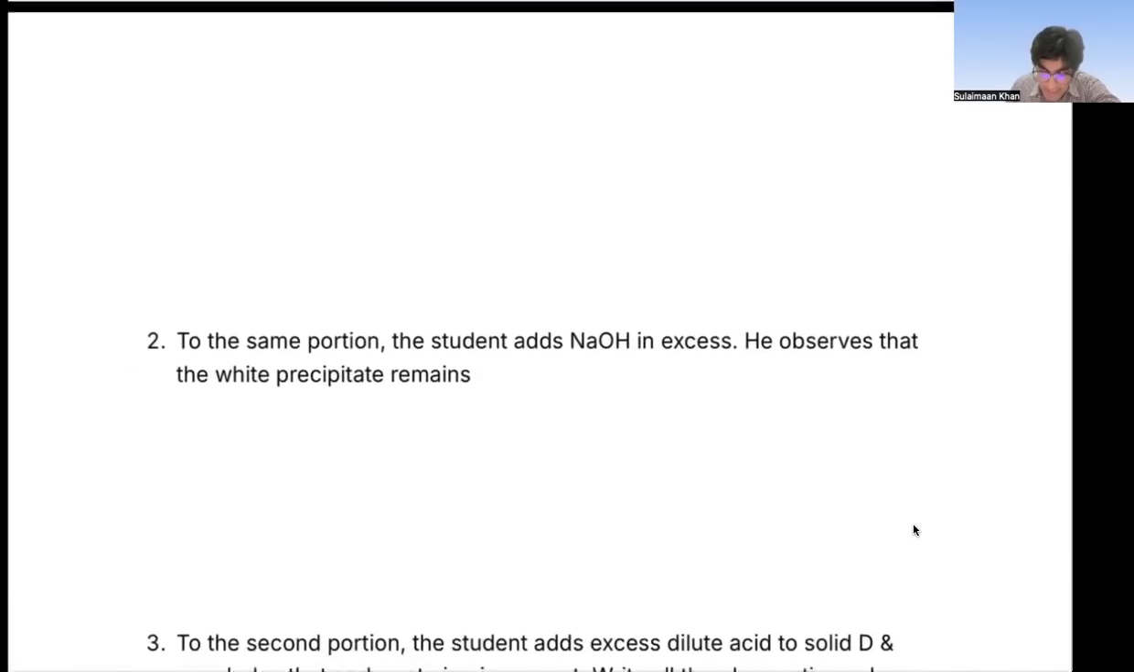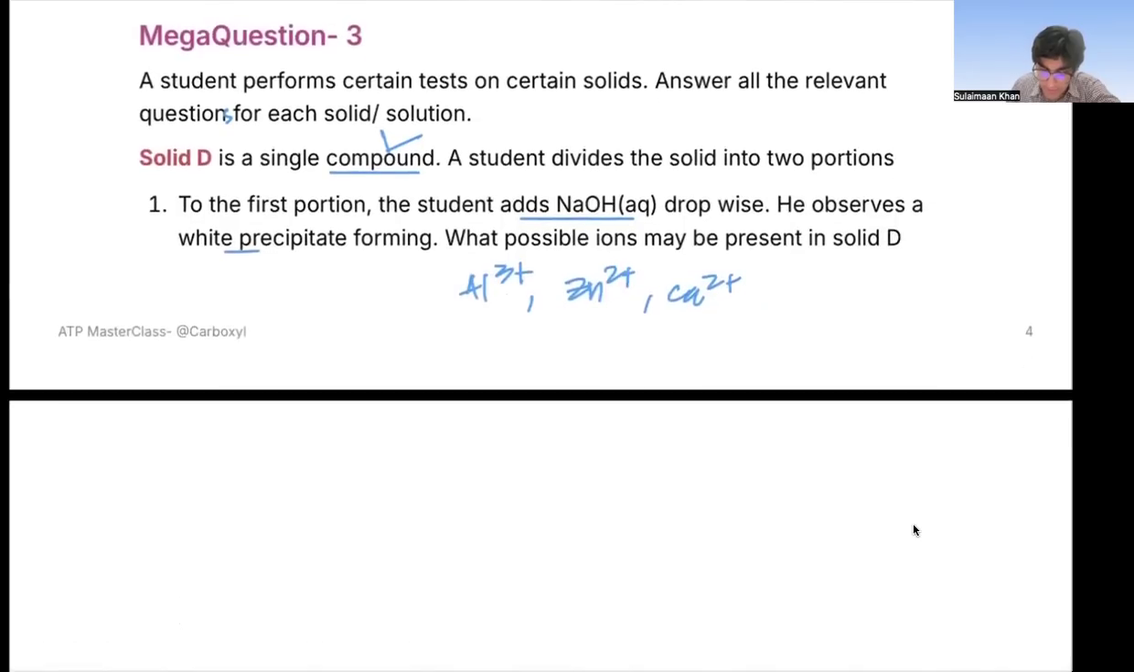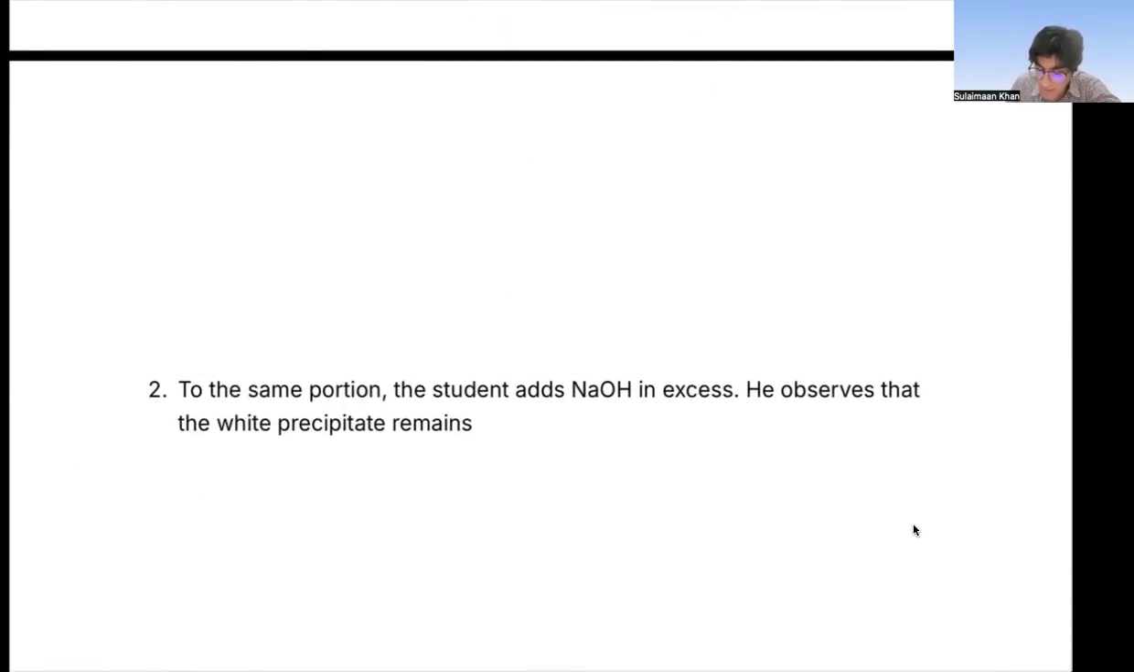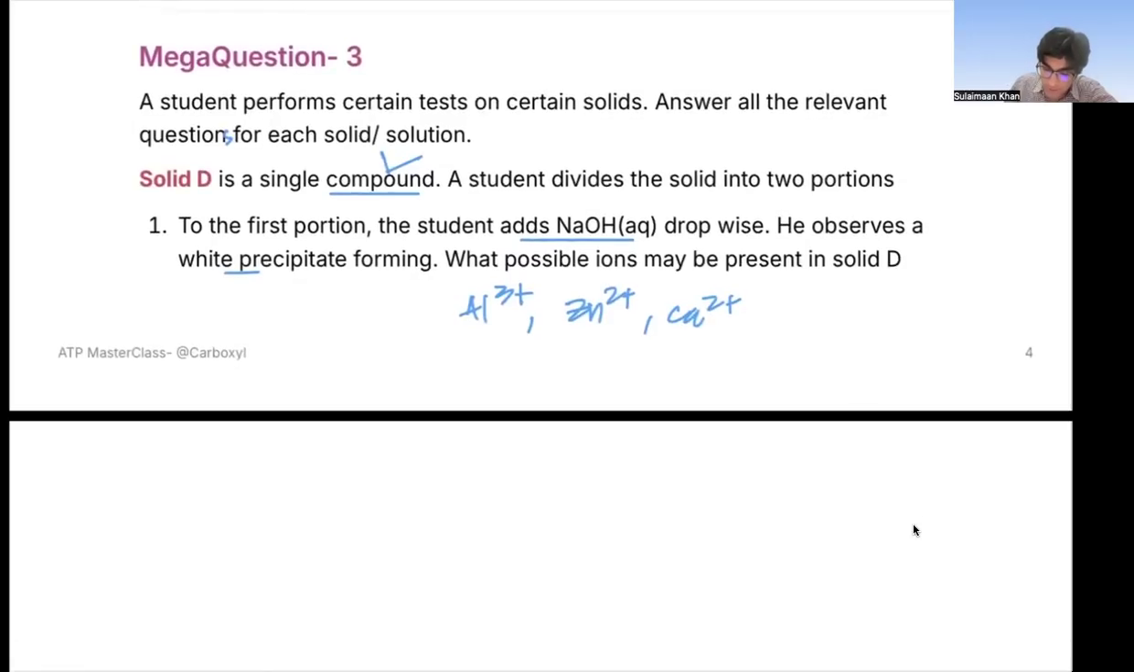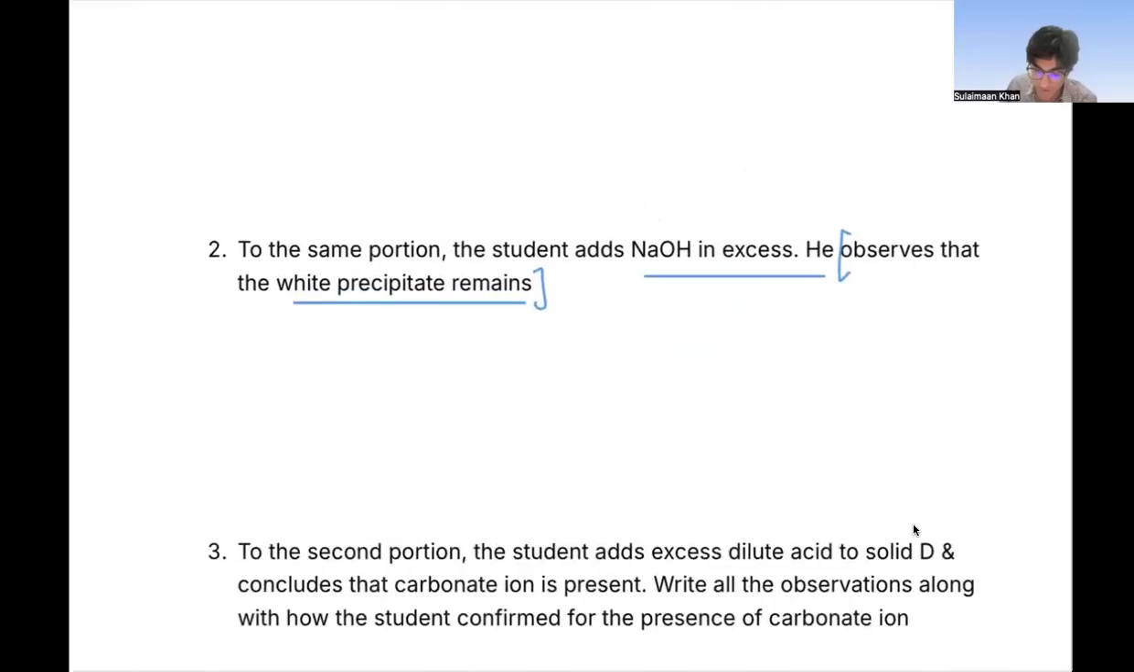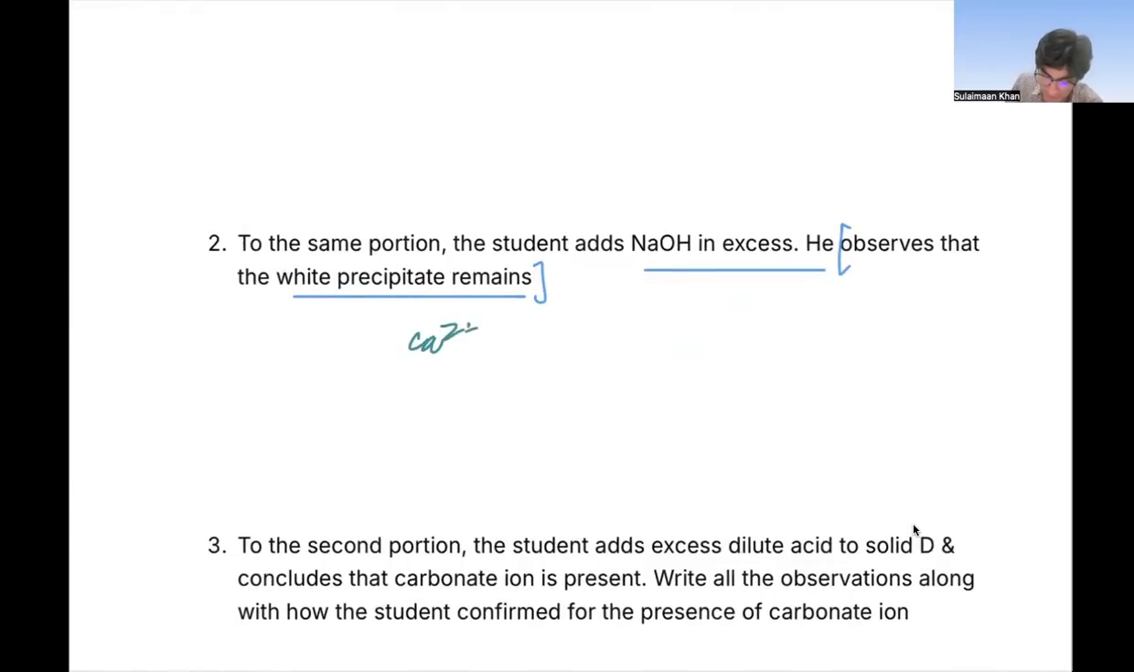So that says to the same portion, the student adds NaOH in excess. And you observe that the white precipitate remains. See, that's the observation. That's what he sees with his naked eye. Not saying it's insoluble. What he observes means what he sees with his naked eye. And what do I see? I see that the white precipitate remains. Which means what? We know that the other two, in excess sodium hydroxide, are soluble. And if the white precipitate remains, that means it's the calcium 2+ ion. So this confirms that it's the calcium 2+ ion.